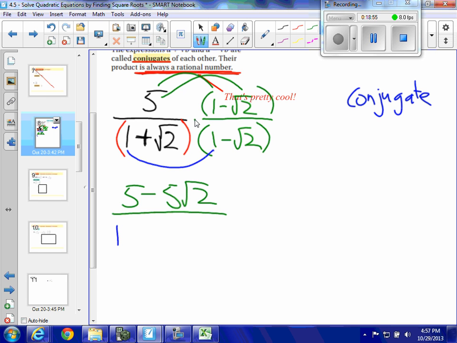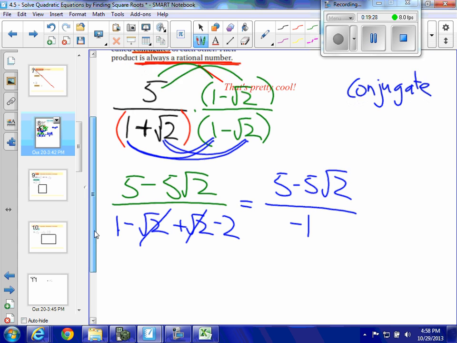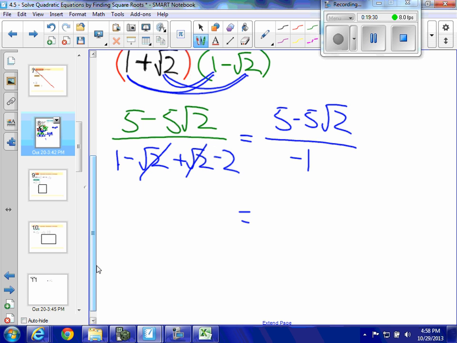1 times 1 is 1. 1 times negative radical 2 is negative radical 2. Radical 2 times 1 is positive radical 2. And radical 2 times negative radical 2 is negative 2. So this is equal to 5 minus 5 radical 2 divided by, those go away, 1 minus 2, which is negative 1.